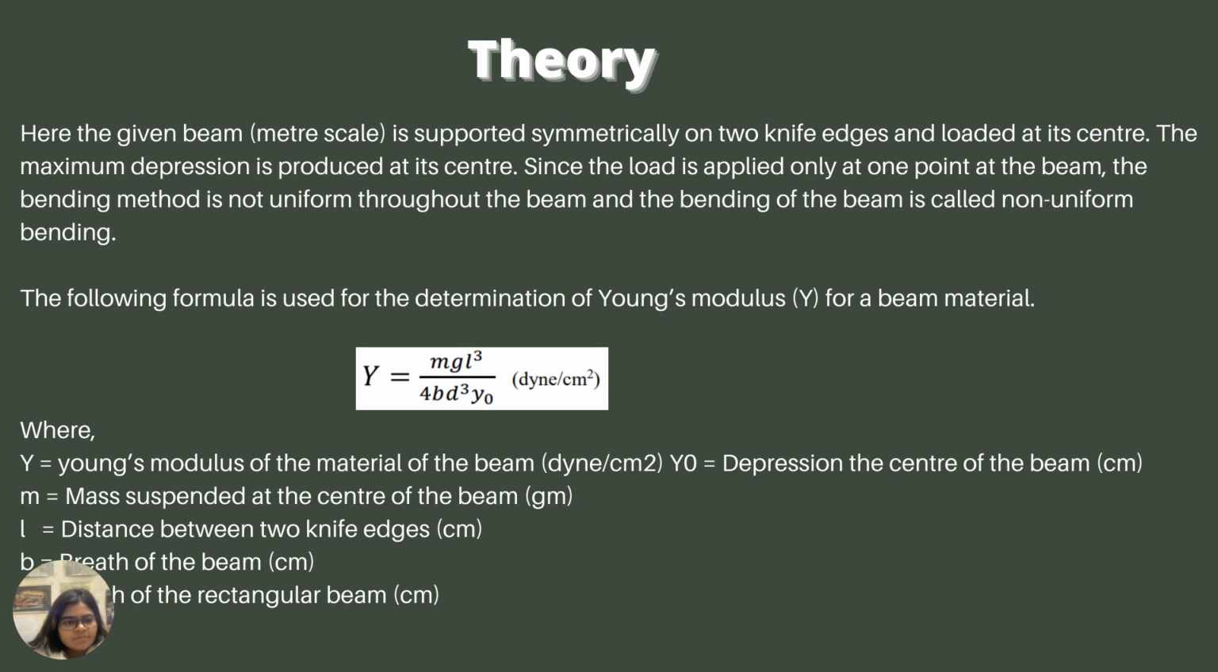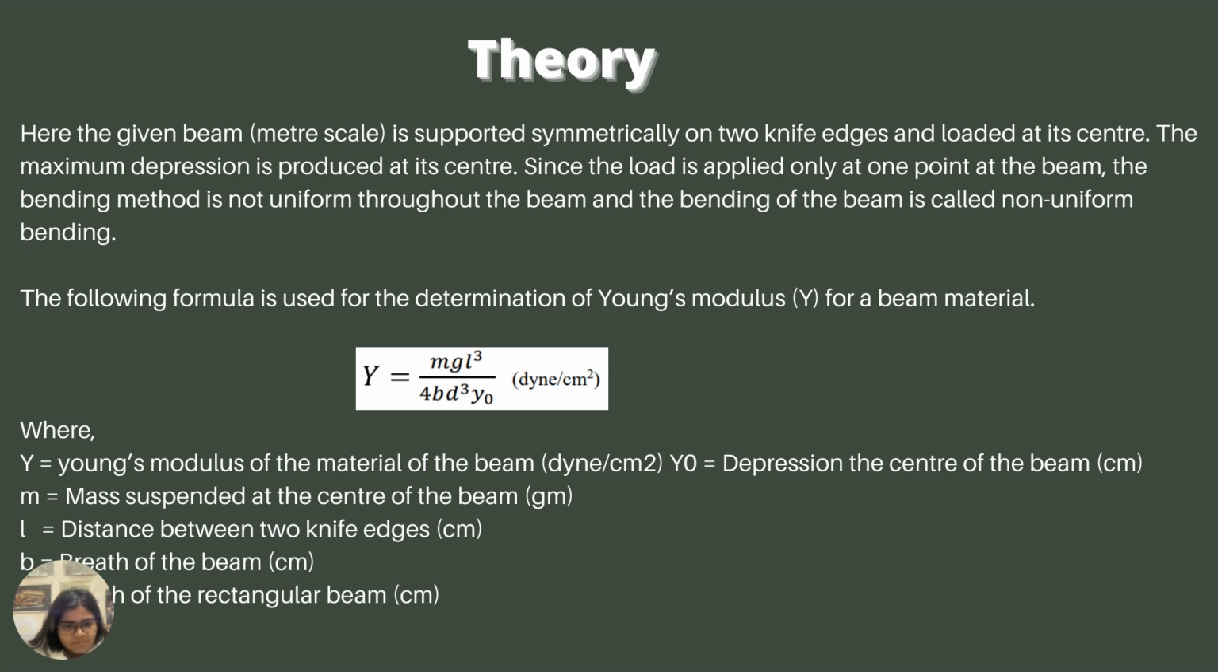Now for the theory part, we will use this formula. The given beam is supported symmetrically on two knife edges and loaded in the center. The maximum depression is produced at its center since the load is applied only at one point on the beam. The bending is not uniform throughout the beam, and this is called non-uniform bending.